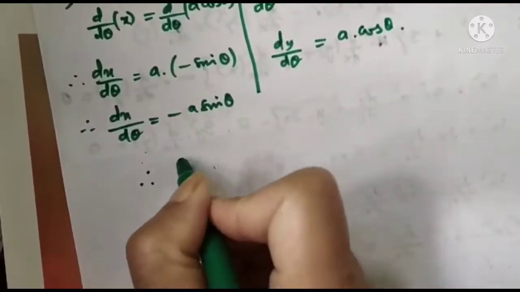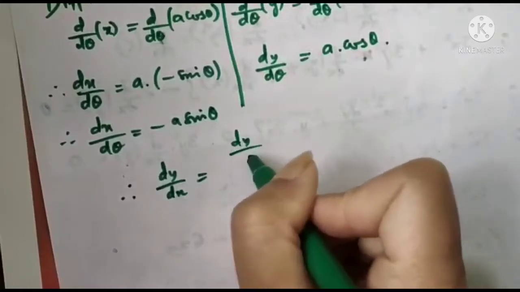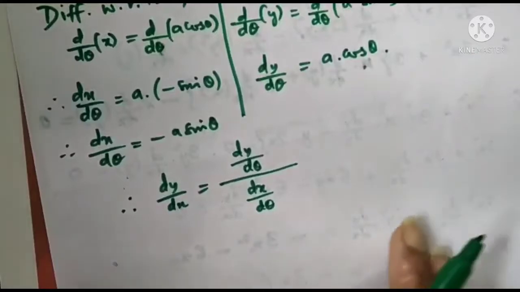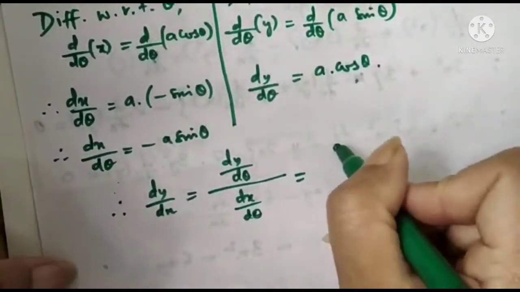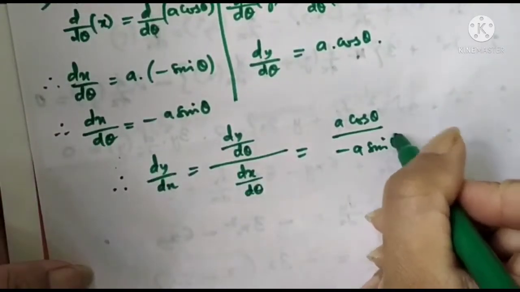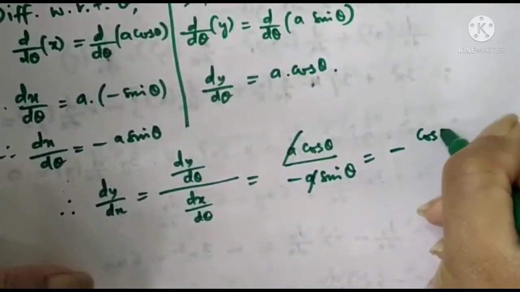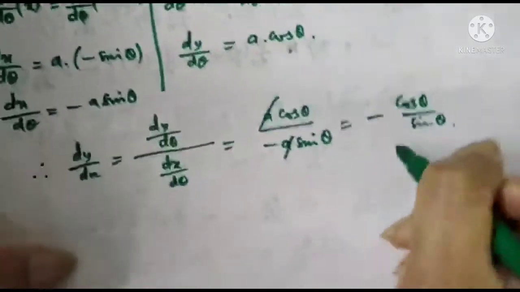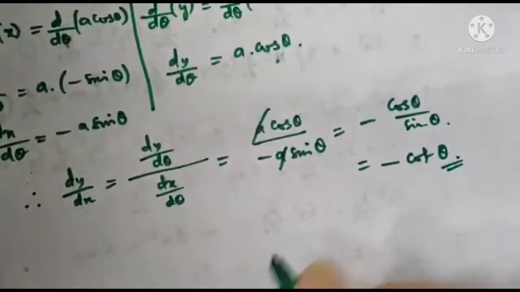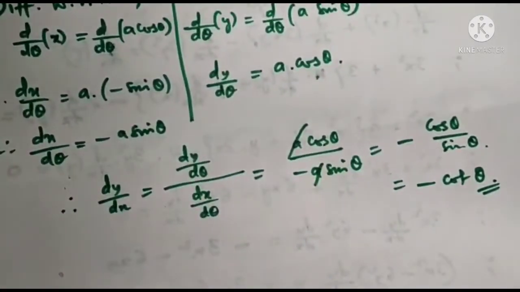Now, I am asked to find dy by dx. Now, you know, dy by dx can be calculated as dy by d theta upon dx by d theta. So, let me put my values here. My dy by d theta is a cos theta upon my dx by d theta is minus a sin theta. So, a gets cancelled. My answer is minus cos theta by sin theta, which is minus cot theta. Got that? So this way I got my answer. dy by dx is minus cot theta.